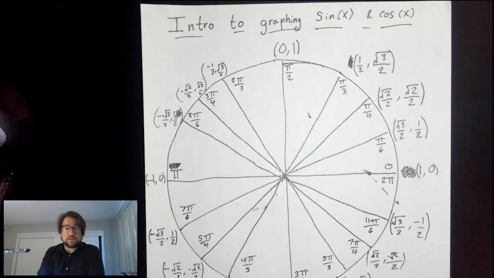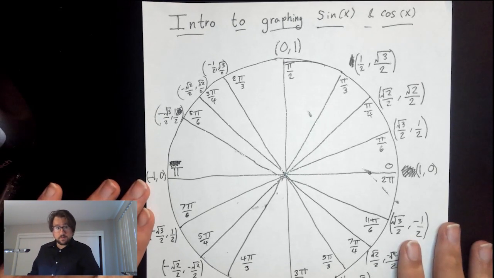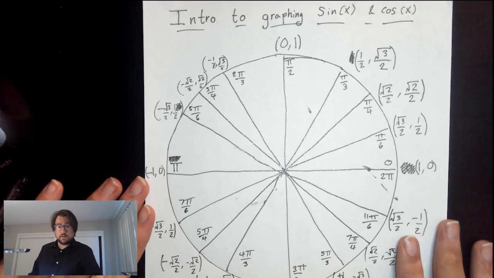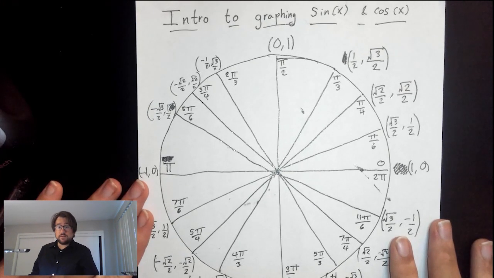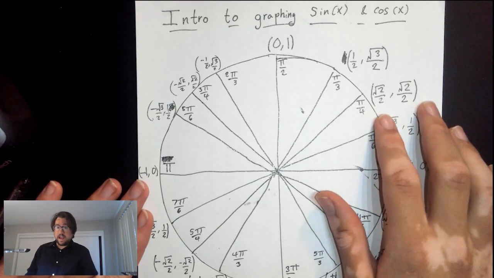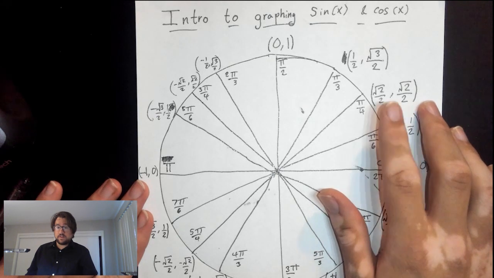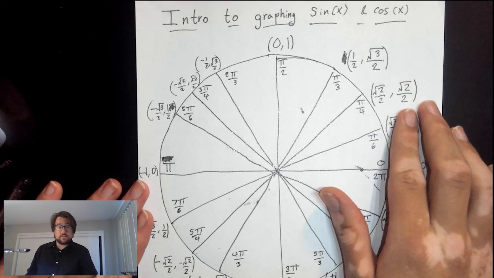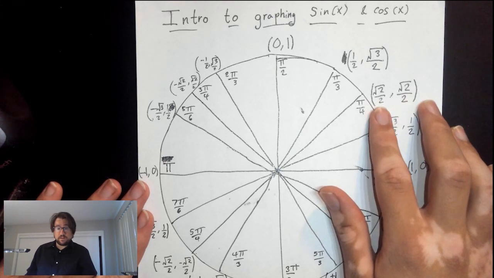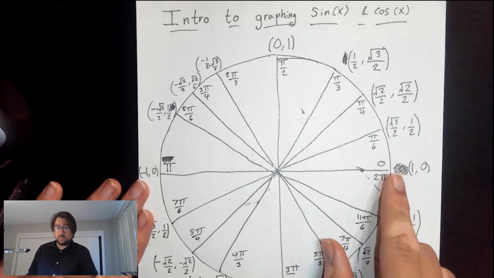Hello! Today we're going to go over how to graph the sine of x and the cosine of x from the unit circle. Over here you see our unit circle. We recall that the different x's and y's here represent the different sine and cosine values on the unit circle, where the sine of x is the y value and the cosine of x is the x value, where x is the angle.